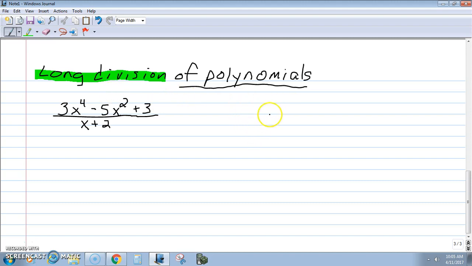So let's go ahead and set up our 3x to the 4th. And here's where I'm going to put some placeholders, okay? I don't have x to the 3rd, so I'm going to put 0x to the 3rd minus 5x squared plus 0x to the 1st power plus 3. Okay, all of that is my dividend. Now my divisor, it's really hard to draw lines. Darn it, I'm going to do that again.